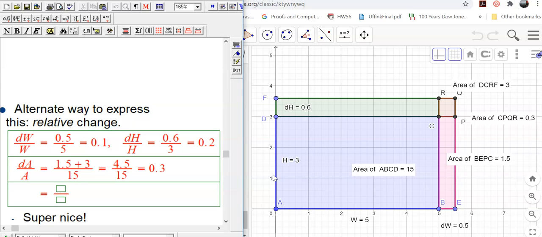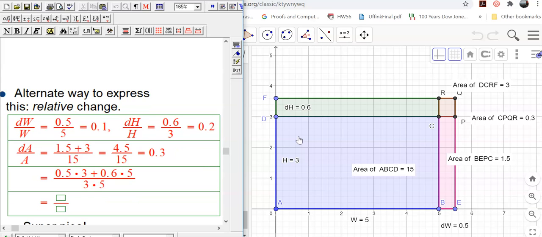The 1.5 was 0.5 times 3, plus the 3, the area of this green, was the 0.6 times 5. And then I'm dividing that by 3 times 5. Well, let's see. In the first one, if I just separate it out, the 3's cancel. Actually, let me separate it out. Let me just convince you I'm not doing partial cancellation. It's just really two fractions. I can just separate the numerator, which is always legal.